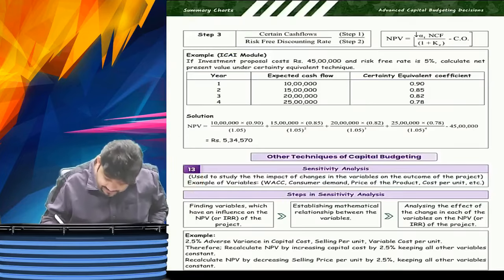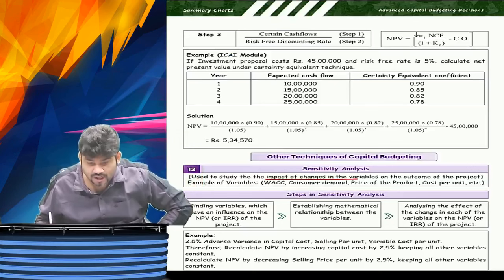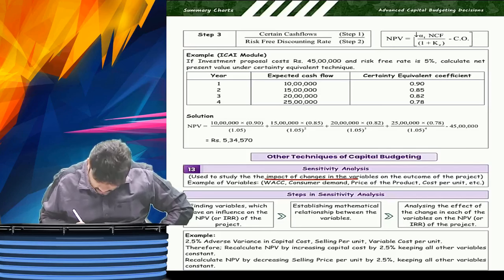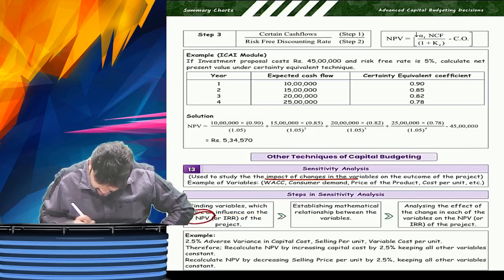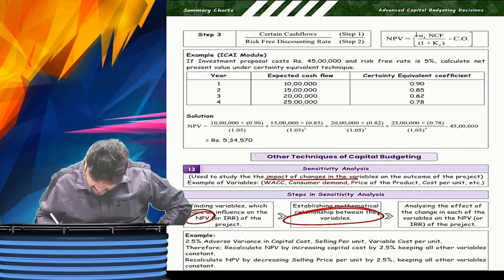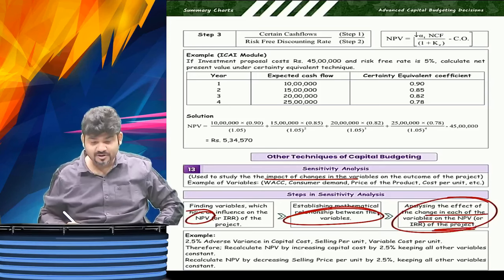So see here, it is used to study the impact of changes in the variables on the outcome of the project. So finding variables which have an influence on the NPV or the IRR, then establishing variables and analyzing the effect of change in each variable on the NPV of the project.